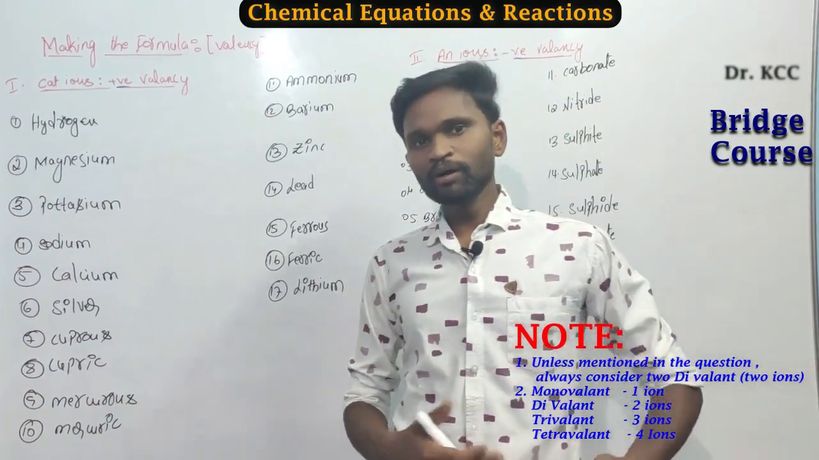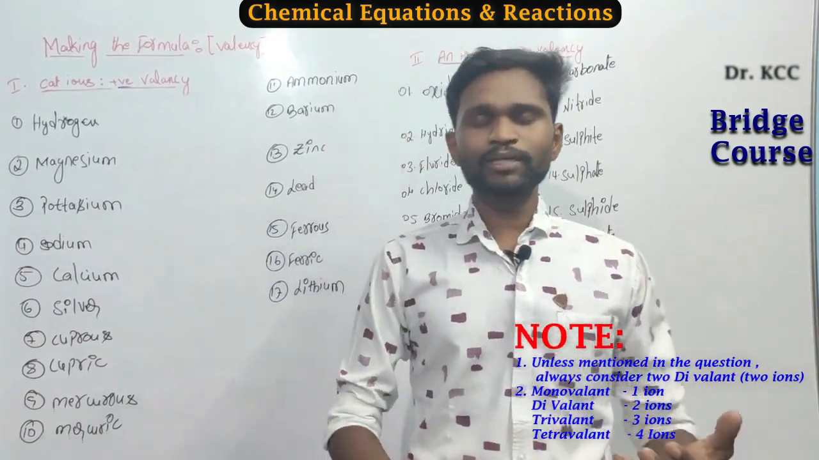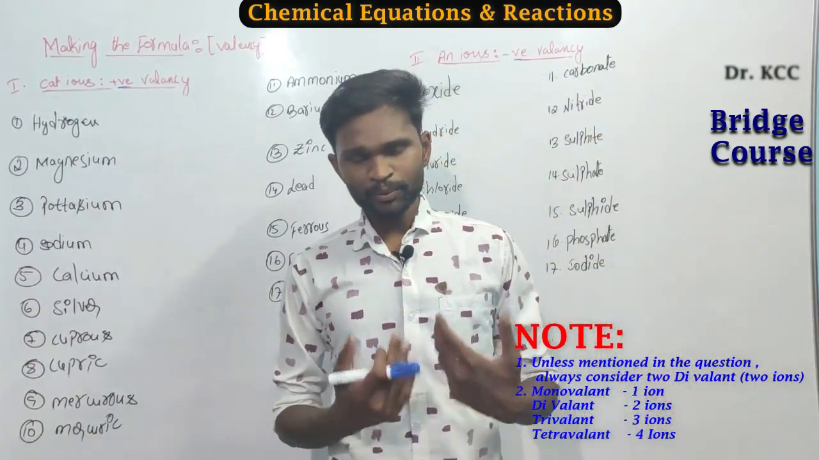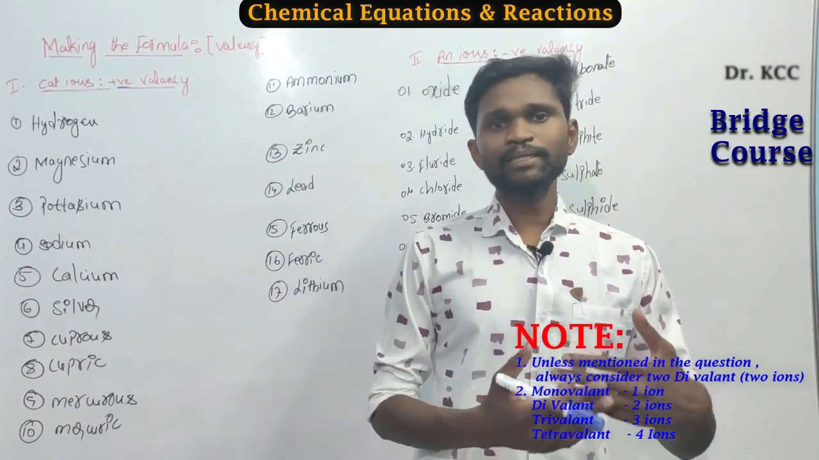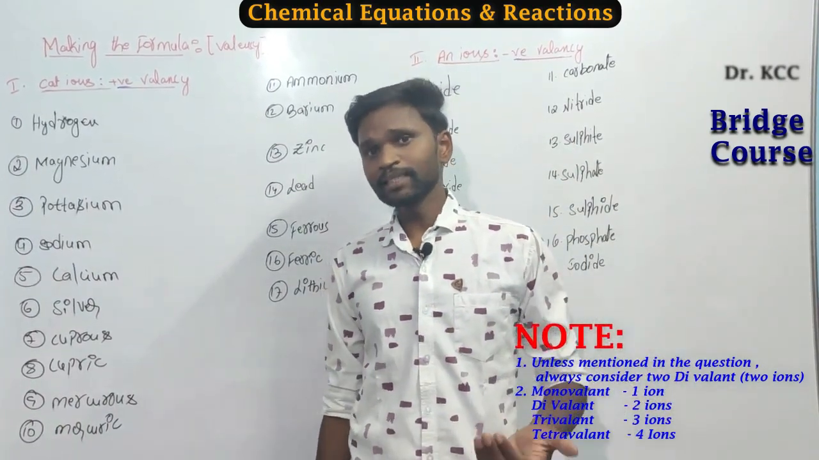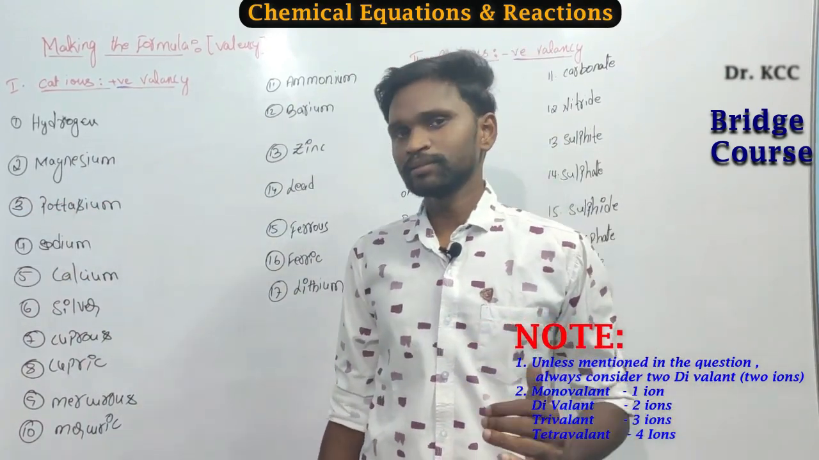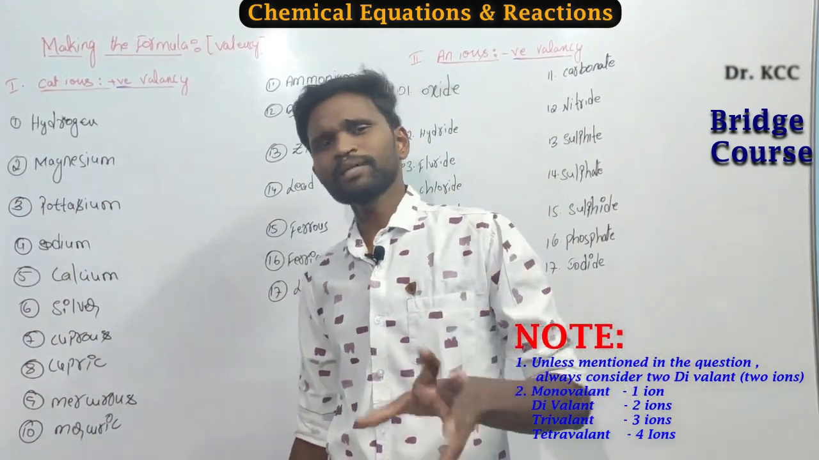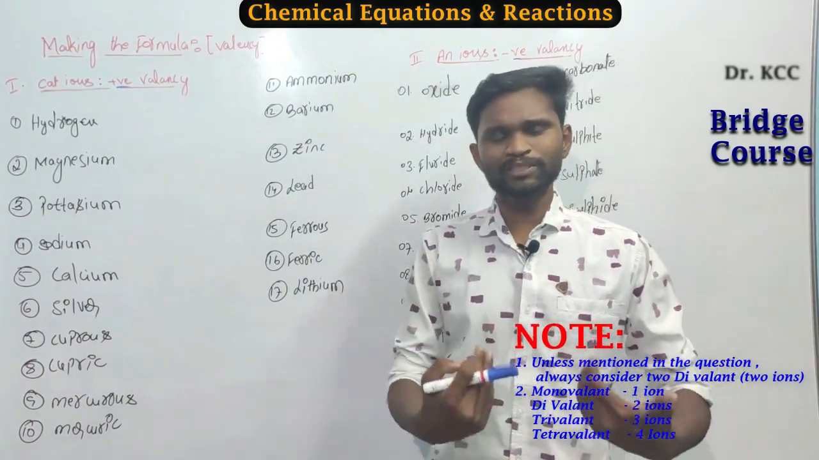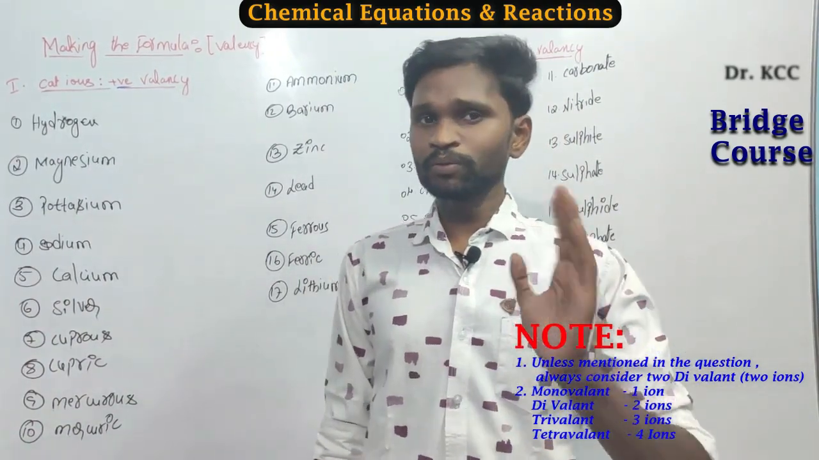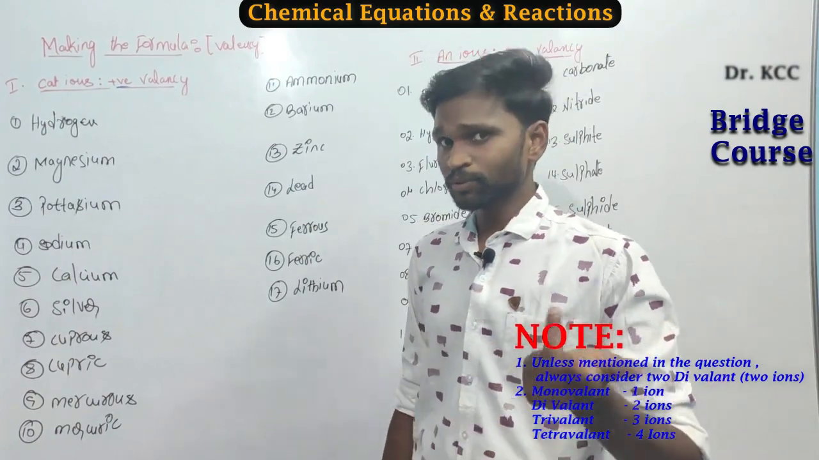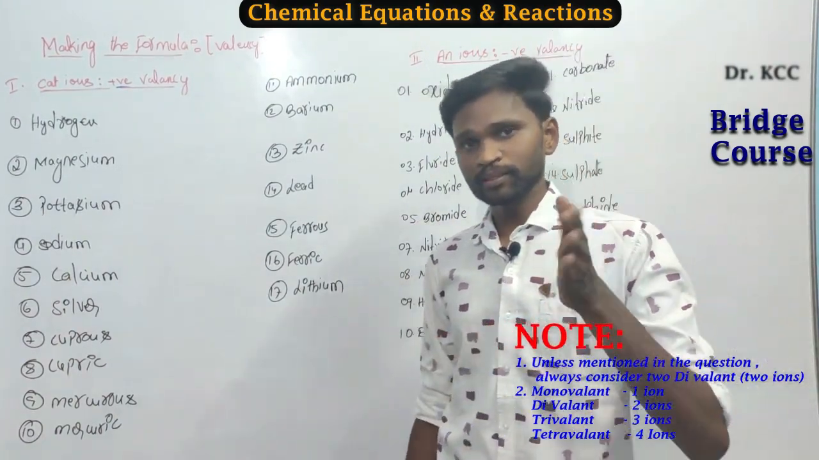Ions are formed on either losing or gaining electrons. Suppose an element loses electrons, then it is called a cation. If an element gains electrons, then it is called an anion. For the exam, remember this much, no more details are required. Whoever loses electrons is called a cation, whoever gains electrons is called an anion.